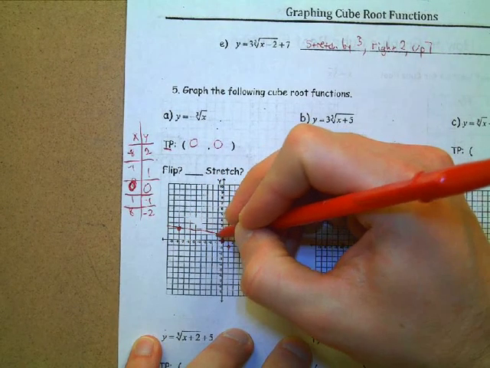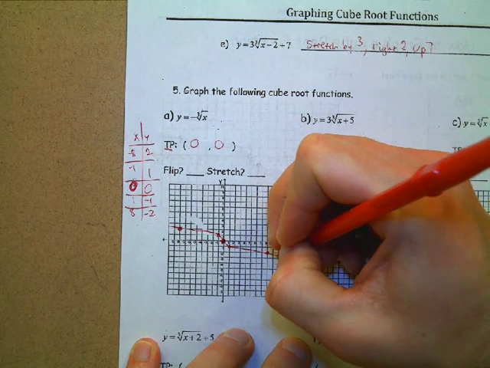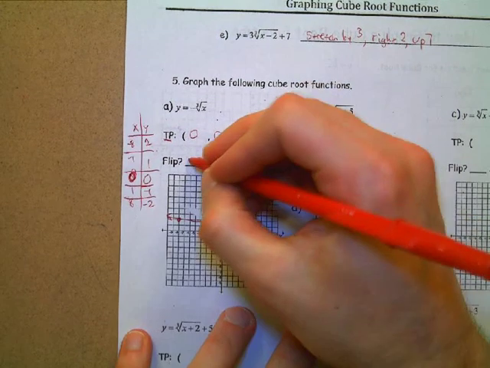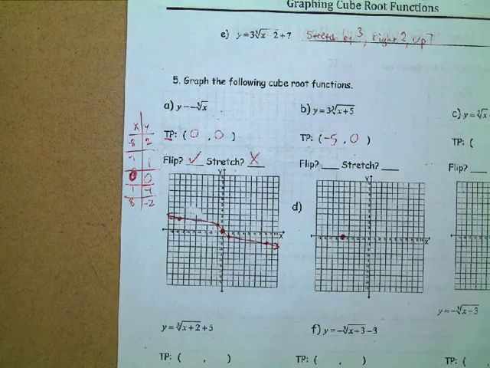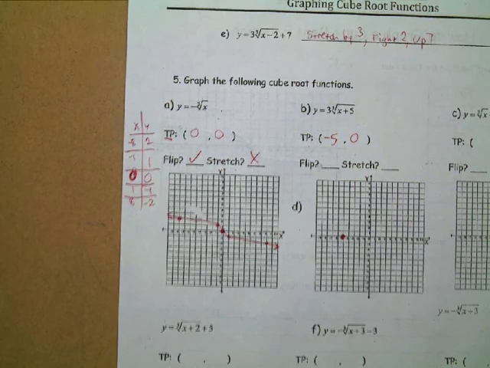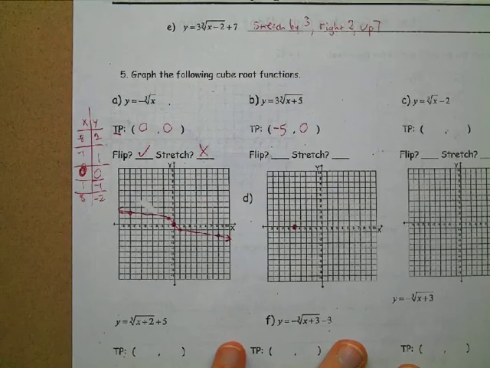Exactly, there's the flip. Exactly right. Some of you might be able to just flip it without having to do that whole table of values thing. And that's okay if you can do that accurately. So did we flip it? Yes, we did flip it. Did it stretch at all? No. I just did check in an X there. That's all we're doing.